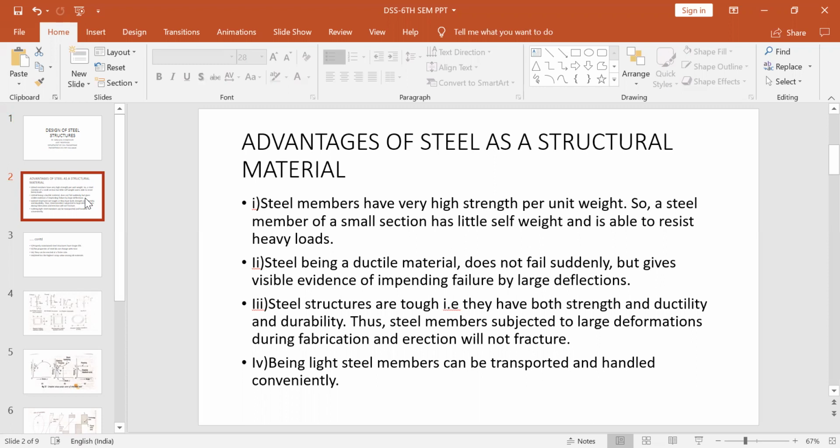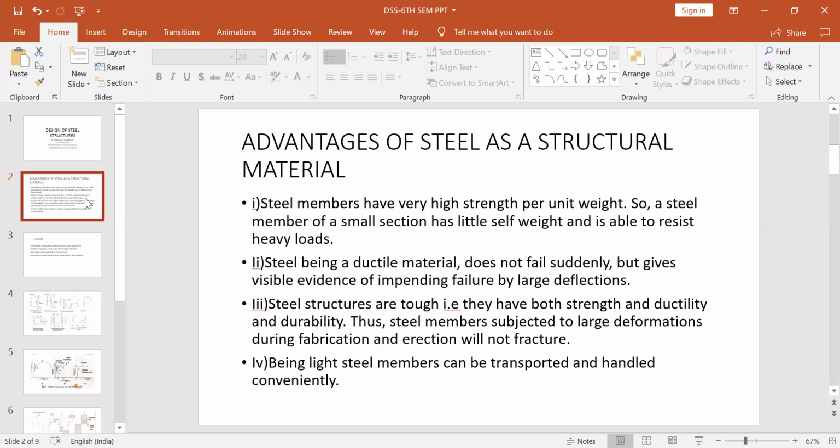Second is that steel, being a ductile material, does not fail suddenly, but gives visible evidence of impending failure by large deflection. This is another important criterion, that it's a ductile material. Steel is much more ductile than concrete, and can be drawn into longer lengths. Since it can be drawn into longer lengths, deformations can be reduced, because deformation is inversely proportional to the length. If the length is more, the deformation will be less.